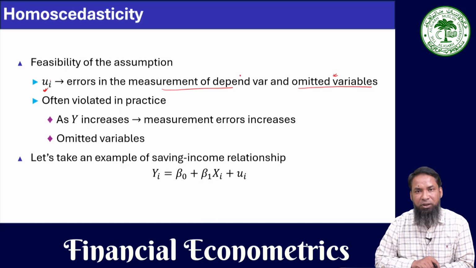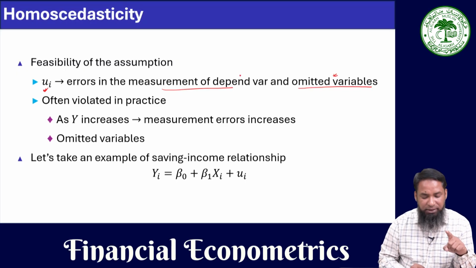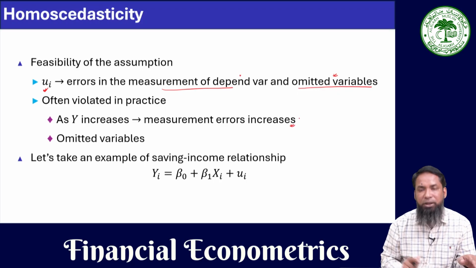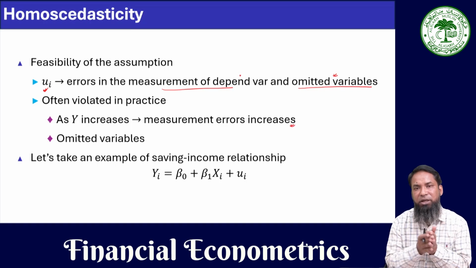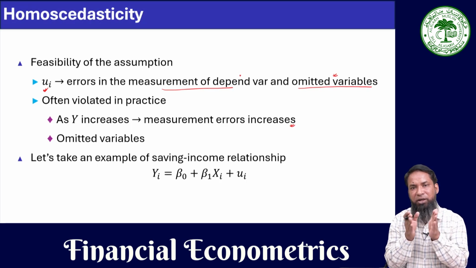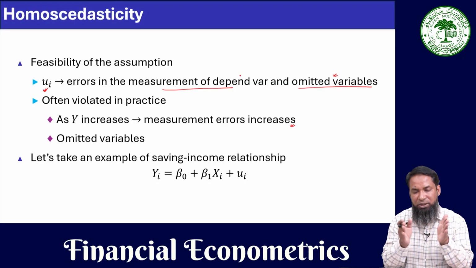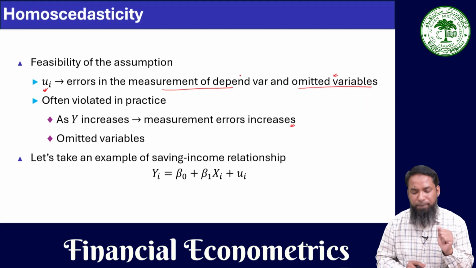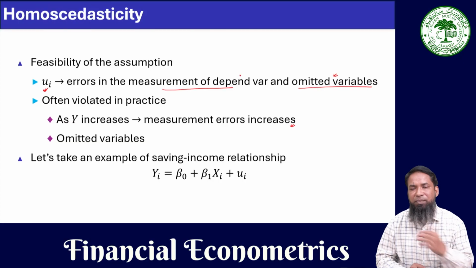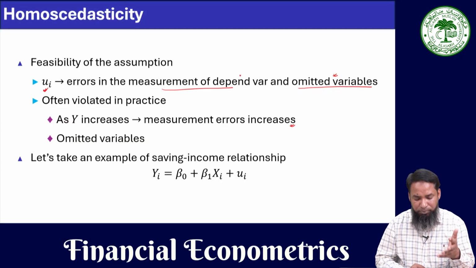Now, one case is that as y increases, the measurement error is also increasing. Let us say GDP: if it is a smaller GDP, then the margin of error will also be smaller. However, if the GDP is increasing, or let us say the investment in the firm is increasing, there is more and more chance of measurement error. However, let us say somehow we could control that, but let us take another case here, omitted variables.